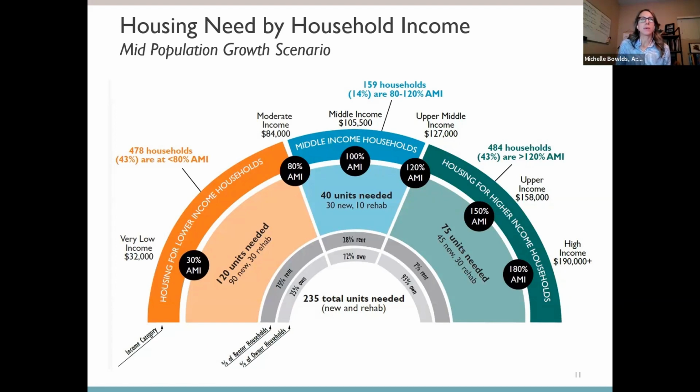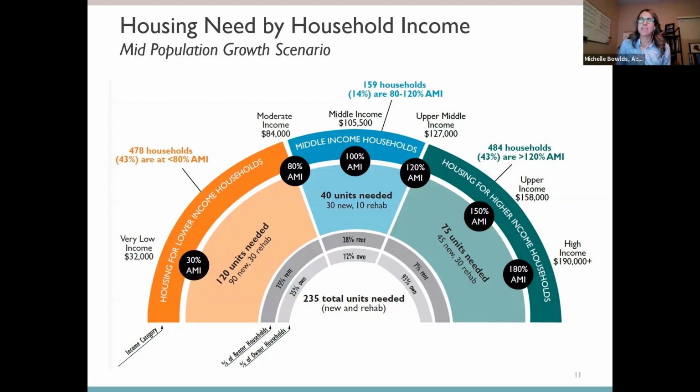And then we also break it out by middle income, which is between that 80% and 120% AMI. We're forecasting need for roughly 40 units in that income category. And then the higher income category in that teal is the above 120% AMI. And we're forecasting a need for 75 units in that income category.